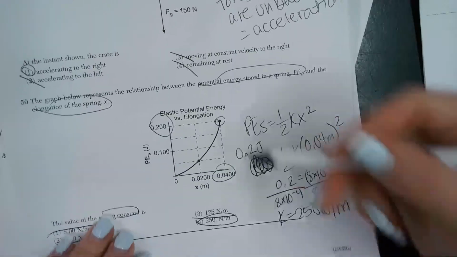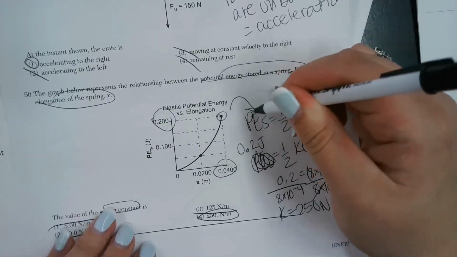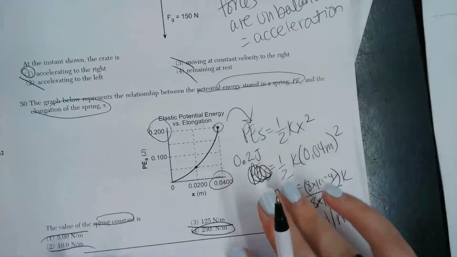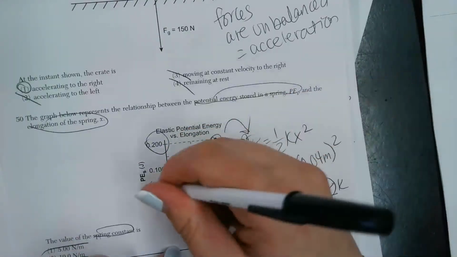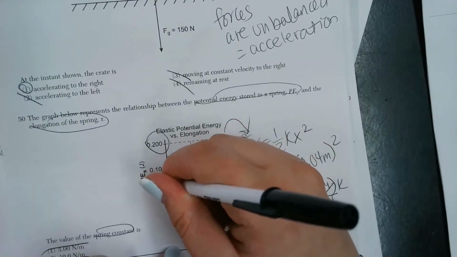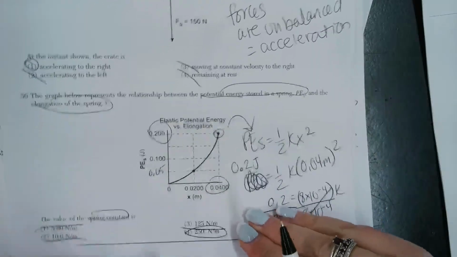So I took a graph, matched it to this formula, and then just plugged in a point from the graph. You could have done the same thing here. This would have been 0.05 joules. Okay.